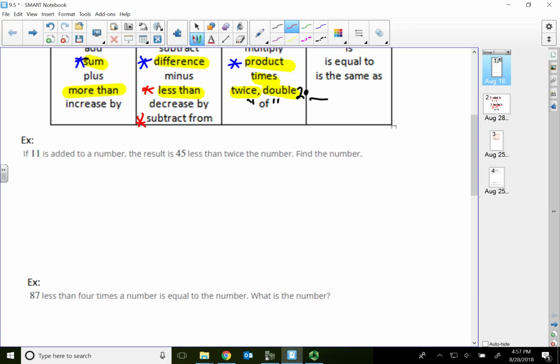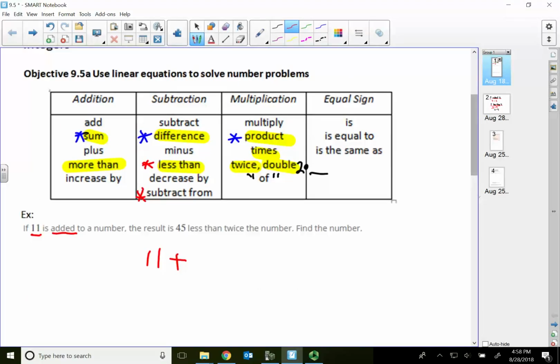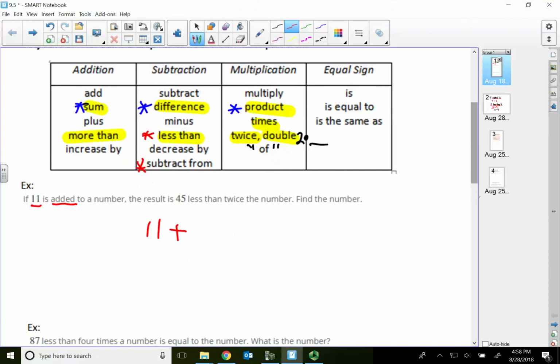So if you see 11, you write 11. Added means plus. How do you know I've got to translate that word? Because it's on the list that you need to translate. Added to a number that I don't know, so let's call it x. See the phrase is, the result is, so that establishes the equal sign. All right, the next thing I translate is 45. I write 45. But the next words are less than. So when I see the words less than, that means I've got to translate backwards.